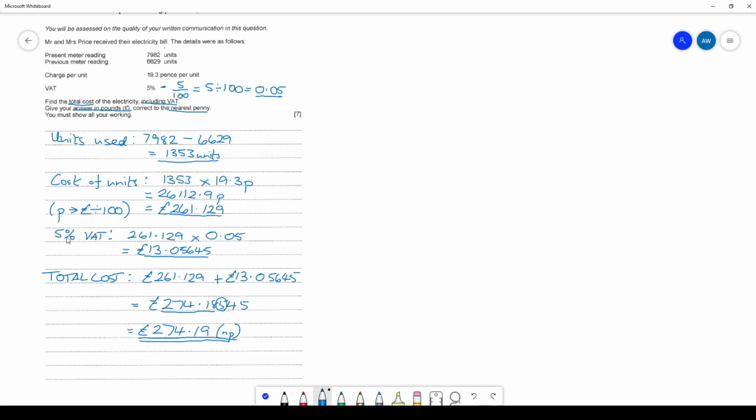Then we have to add the 5% VAT, and the best way of doing that with a calculator is to use a decimal multiplier. So 5% became 0.05 as a decimal, and just times it by your amount and you get your 5%. Then we had to add it on to work out the total cost, and then finally round it to the nearest penny, because that's what the question wanted. So there must be a mark attached to that.